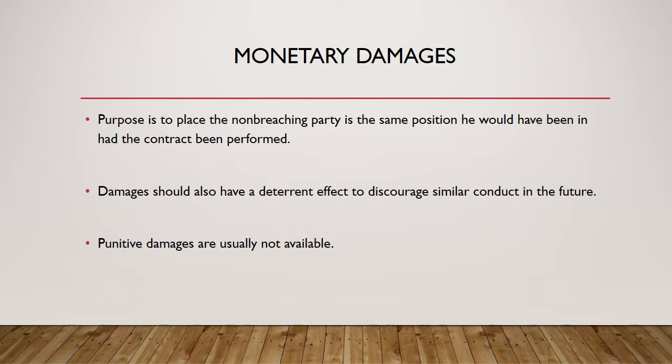Compensatory damages, monetary damages, are meant to make you whole in the sense that you'd be put in the same position you would have been in had the contract been performed. And implicit in that is that it should deter you from having similar conduct in the future. By similar conduct in the future, we're talking about conduct breaching the agreement, because you don't want to have to pay the money to somebody for your breach.